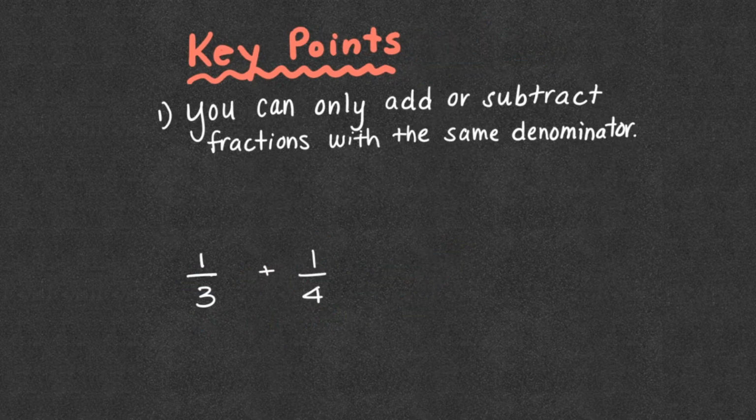All right. Key point number 1, you can only add or subtract fractions with the same denominator. So in this case, we have 1/3 and 1/4. We cannot add them the way that they are, so we have to make some changes. Why is that? I want to show you real quick.